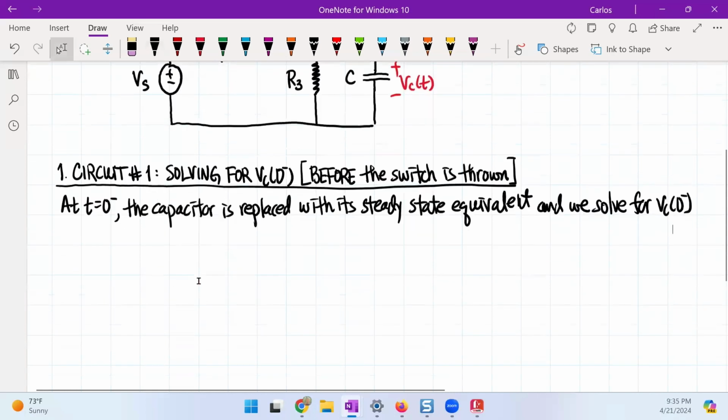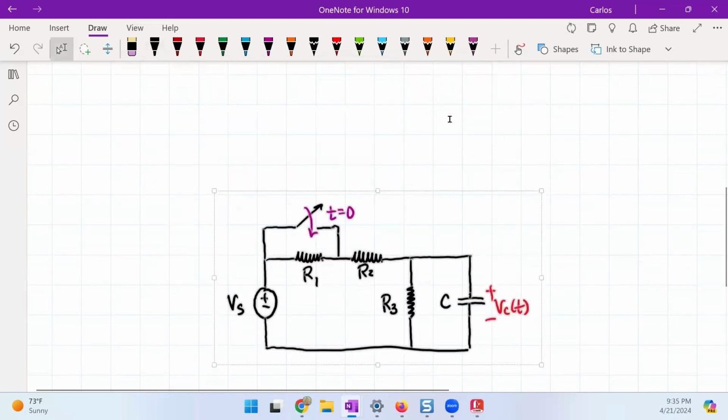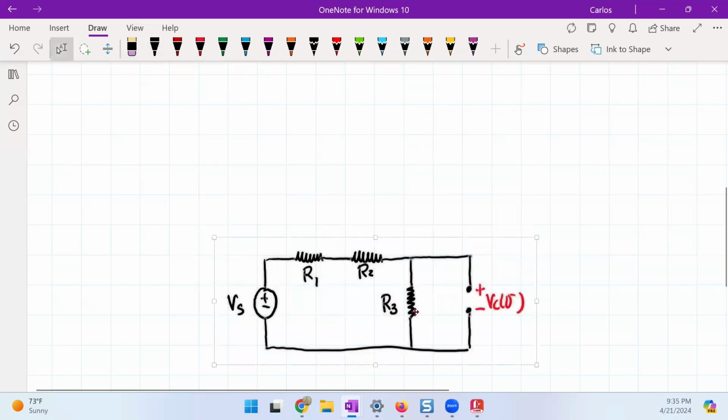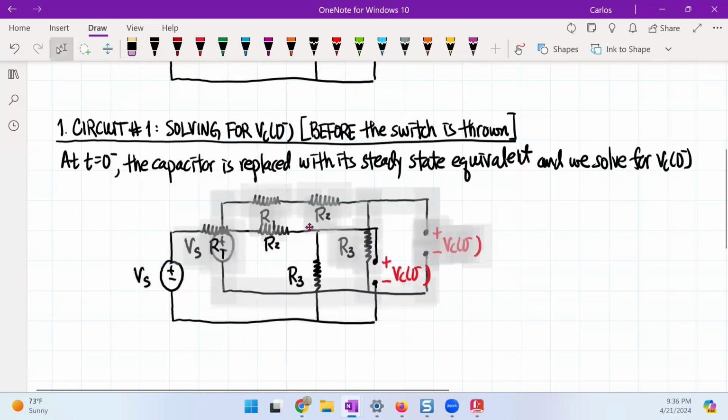Since I already have the circuit, let's paste this in and modify it a little bit. If I modify it, there is no switch. This is the way it is. And we need to create an open here. So I'm looking at this open right here, and as a consequence, we're calling this VC of 0 minus. Now let's upload this up here so we can look at that.